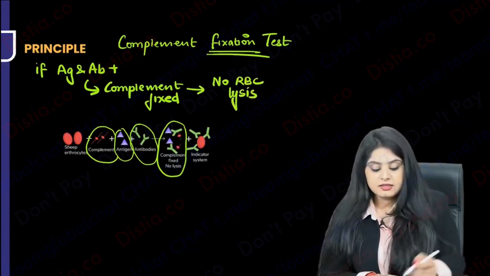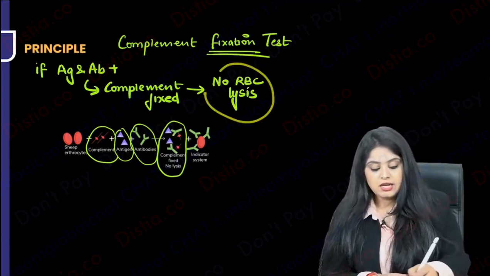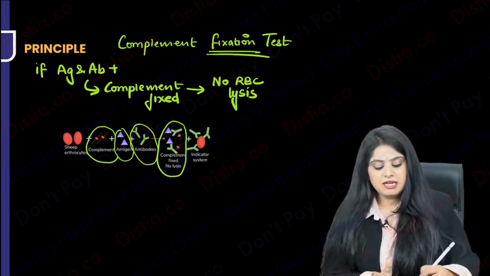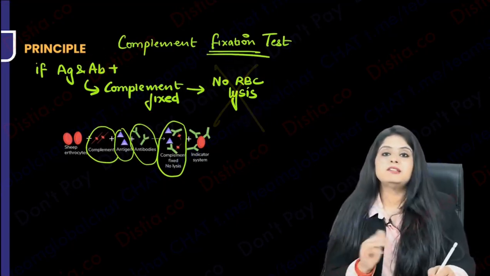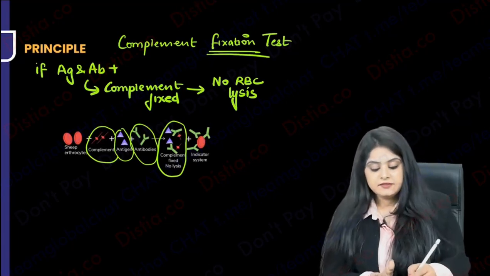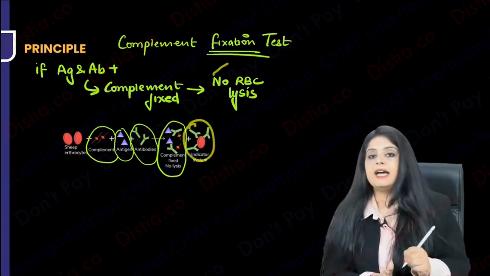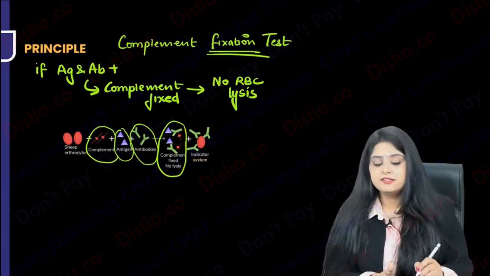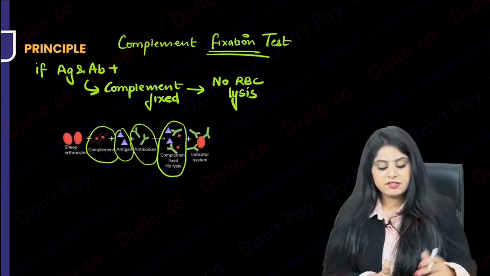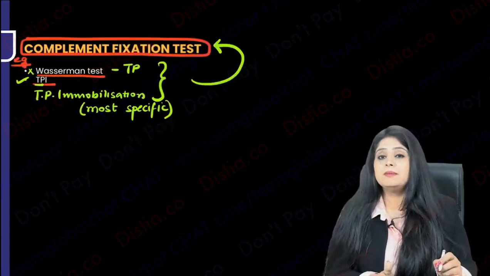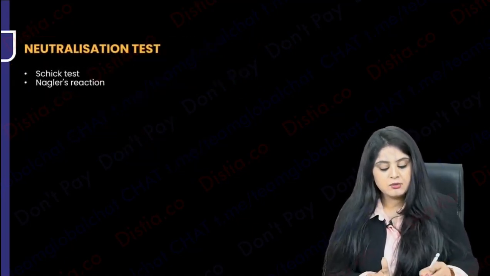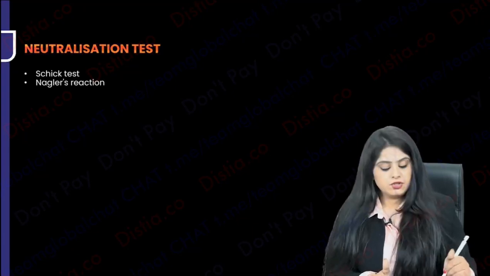So now it's very clear that if the RBCs are not lysed, this means the patient had antibody. And if the RBCs had been lysed, this means the patient did not have antibody. So now a very simple way of learning it, it works in reverse. If the RBCs are looking intact, meaning RBCs have not lysed, this means that the patient has antibodies. That is a complement fixation test. Nowadays we do Treponema pallidum immobilization as a complement fixation test.